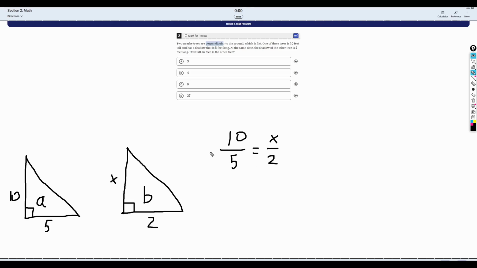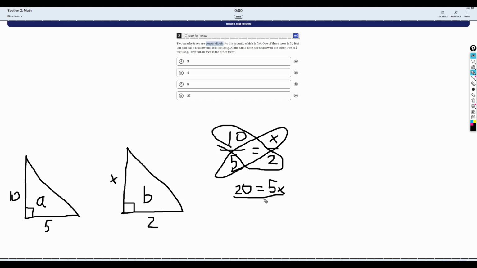Now, what we want to do to solve from here is cross multiply. So 10 times 2 is 20, and 5 times x equals 5x. Now to solve for x, we want to divide this whole thing by 5. So 20 divided by 5 is 4. 5x divided by 5 is just x, giving you your answer of 4.